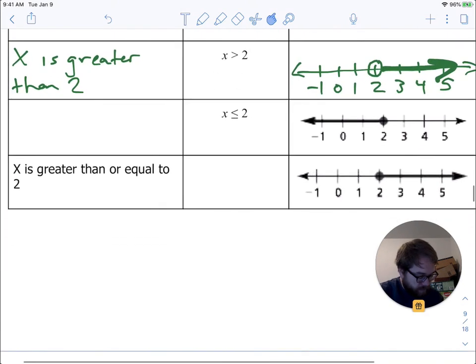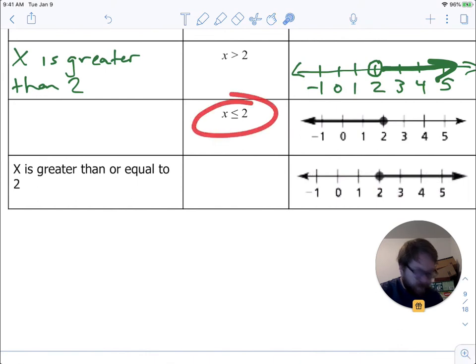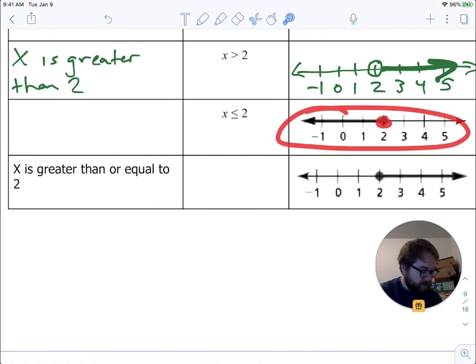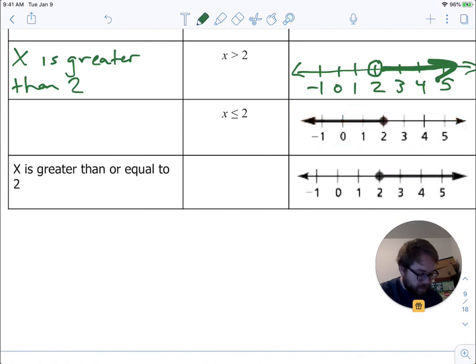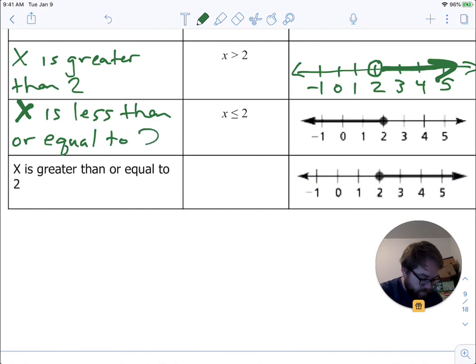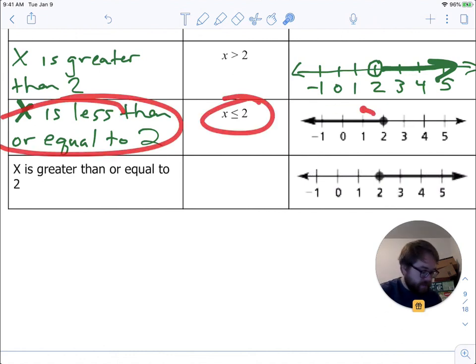The next one, we have this in algebra, x is less than or equal to 2. And that's what the graph is showing, a closed dot at 2, arrow going to the left. So what is that in words? X is less than or equal to 2. Because remember, that's what this symbol means, less than or equal to. So this is what it would look like in words, in algebra symbols, and as a graph.